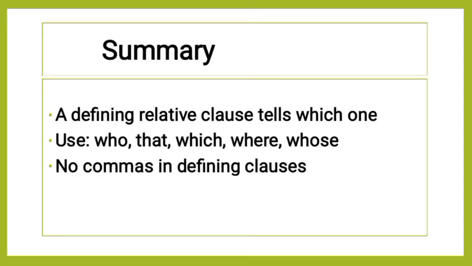Let's quickly revise what we have learned today. A relative clause gives more information about a noun. A defining relative clause tells us exactly which person or thing we are talking about. We use who, that, which, where, and whose in relative clauses. In defining relative clauses, we do not use commas.